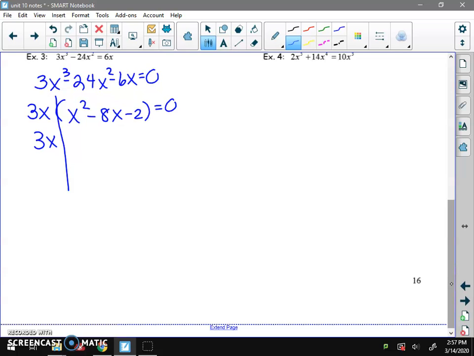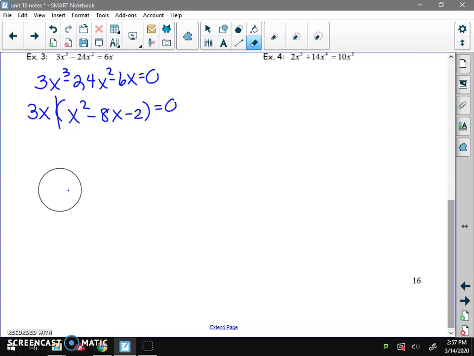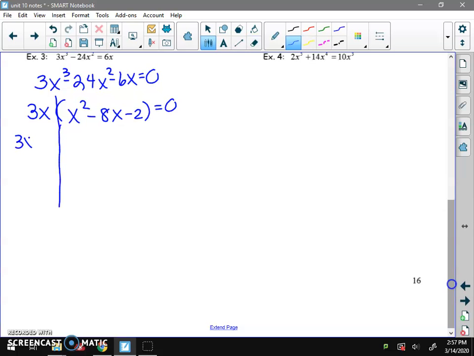So on this side, let me change this for a second. On this side, we're going to have 3x equals 0. So x equals 0 on that side. And there's just one of those because it was 3 to the first, so the multiplicity of the 0 is 1. On the other side, you can choose to do the quadratic formula or complete the square. Again, since this 8 is even, I'm going to complete the square. Yes, you could do the quadratic formula if you like that better.